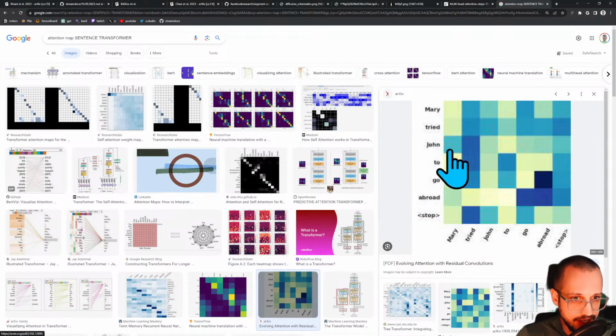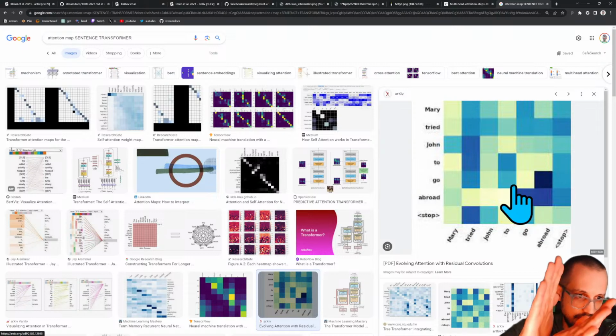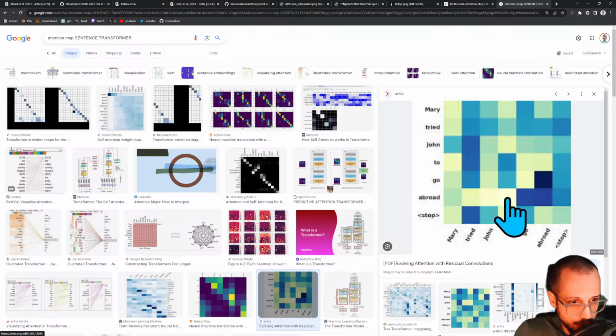So here, Mary tried John to go abroad, right? You can see that the word abroad and the word go, very dark value, means that there's a high attention value there, right? What this transformer is basically telling you here is that the word go and the word abroad are highly correlated, highly related, right? The two vectors that represent the token go and the token abroad are kind of pointing in the same direction. They have a high dot product, right? Versus the word to and the word abroad, those are not related, right?